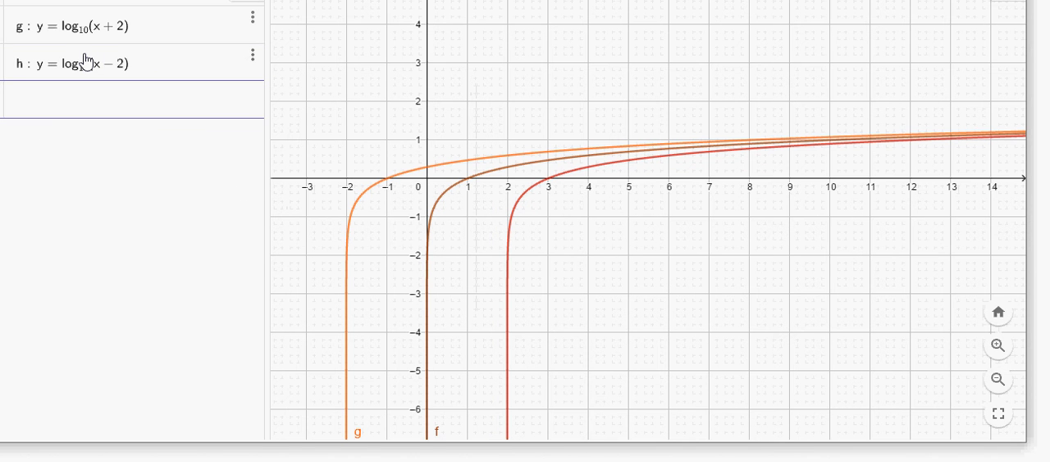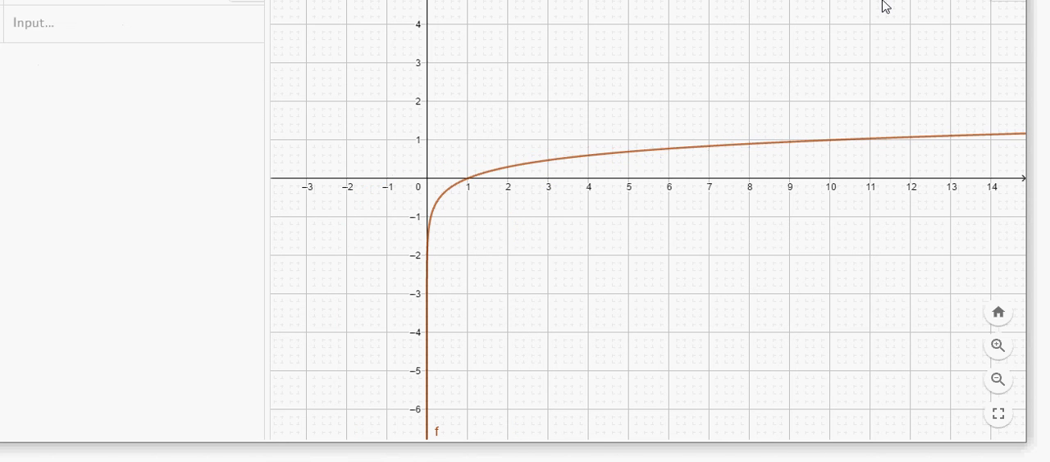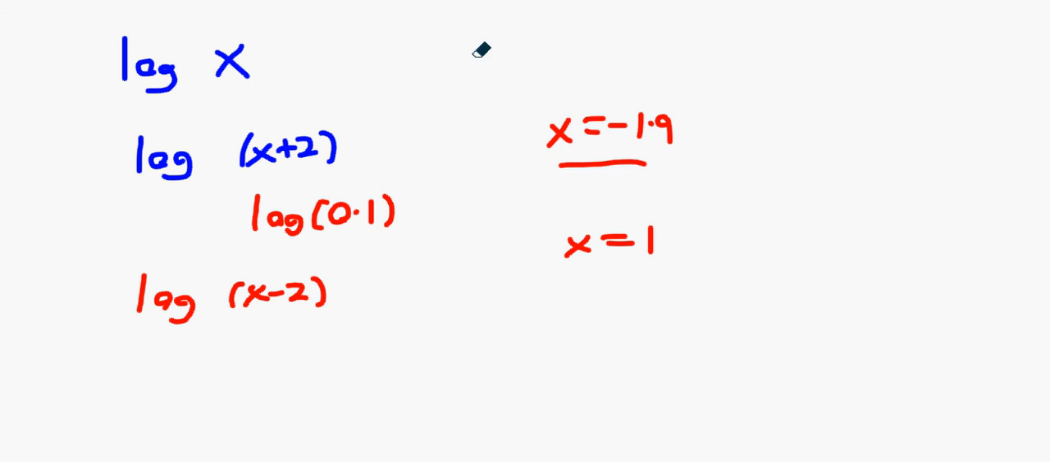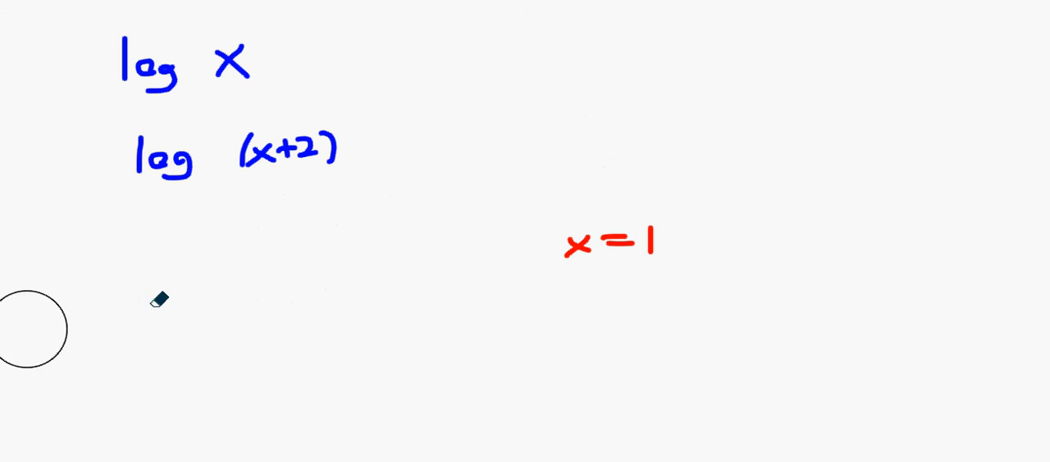Everybody cool with that? So far, so good. Now, the next thing I'm going to ask you is, what is the observable difference between log x plus 2 and log x with a 2 over here?